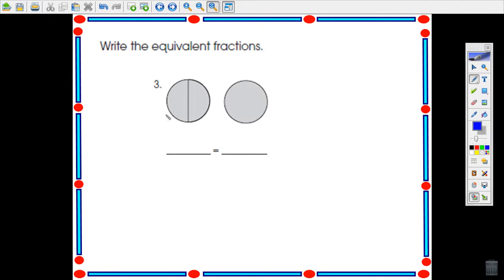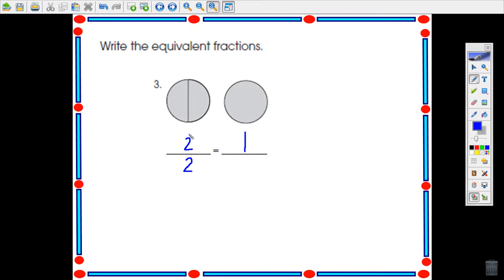Ooh, now look at this one. Here we have 2 pieces. And how many are shaded in gray? 2. So the whole thing is shaded in gray. The whole thing, that means you have 1 whole.